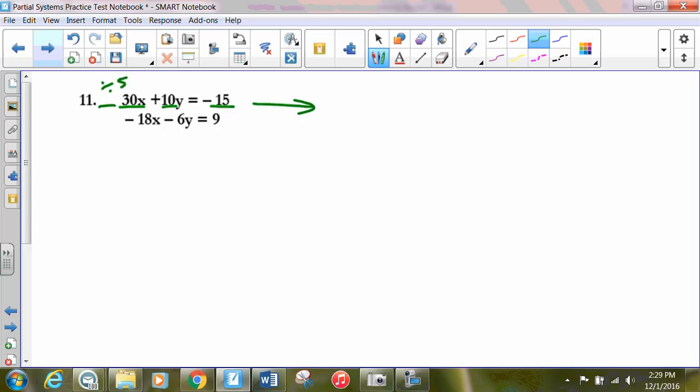Let's see, I'll write it this way. 30x divided by 5 is 6x. 10y divided by 5 is 2y. Negative 15 divided by 5 is negative 3.